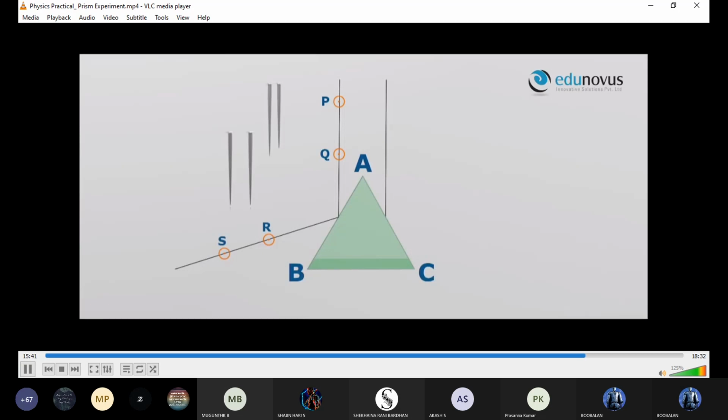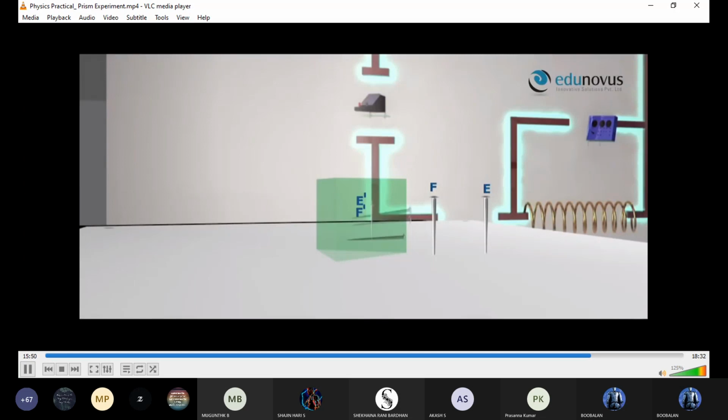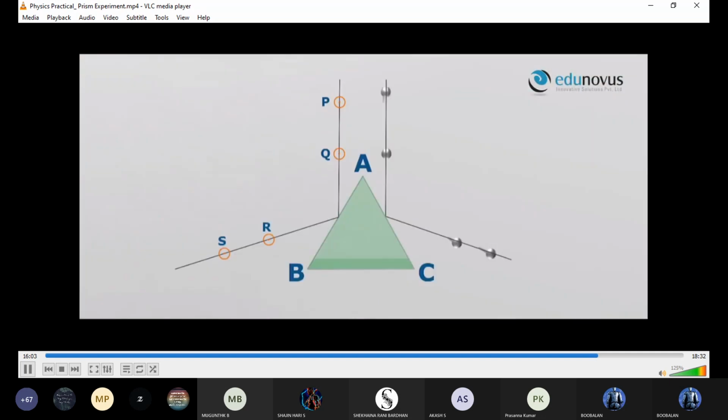Now, we repeat the same procedure on the surface AC, so that the reflective images of EF and pins GH all lie in a straight line without any parallax. Extend the rays RS and GH backward so that they meet at a point O. Here, the angle ROG is twice the angle A of the prism.